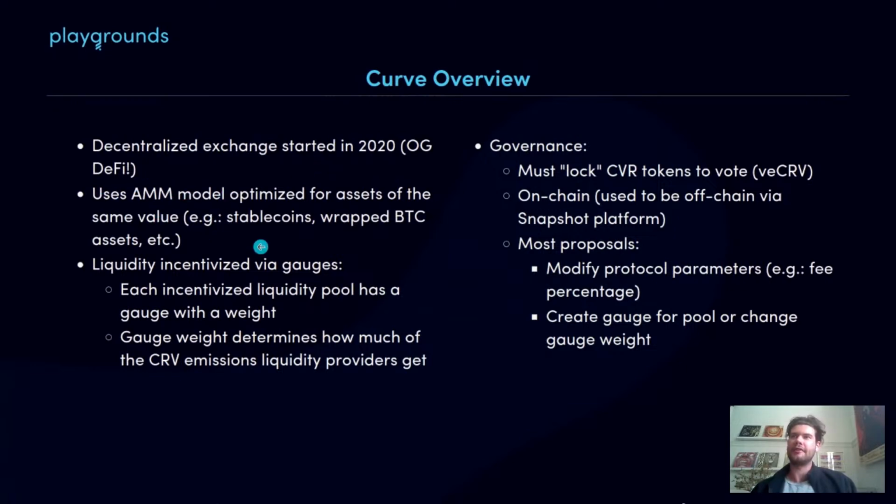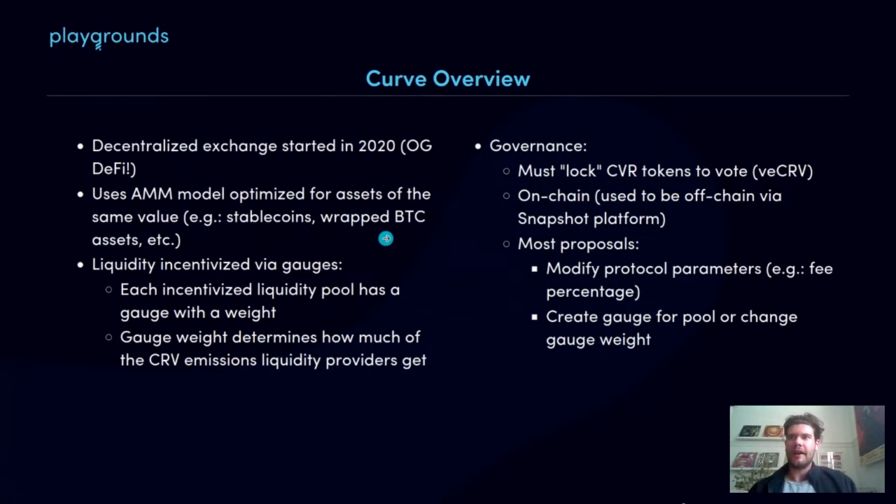But going back to Curve here, unlike Uniswap and SushiSwap, their model is optimized for assets that have nominally the same value. So pools of different stable coins, which should all be worth $1 or €1 or one of any currency they represent. Pools containing only wrapped Bitcoin derivatives, right? So like Rent BTC, WBTC, and the likes. And their model is optimized for such liquidity pools, and it makes it really efficient from a trading point of view.